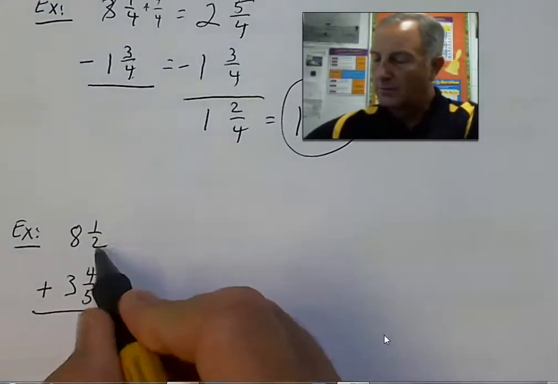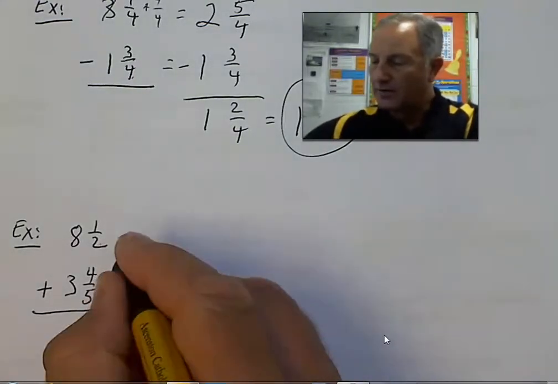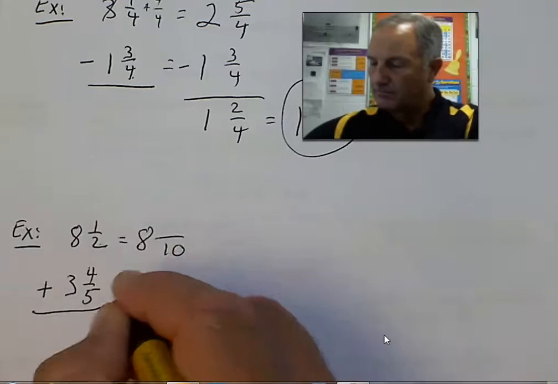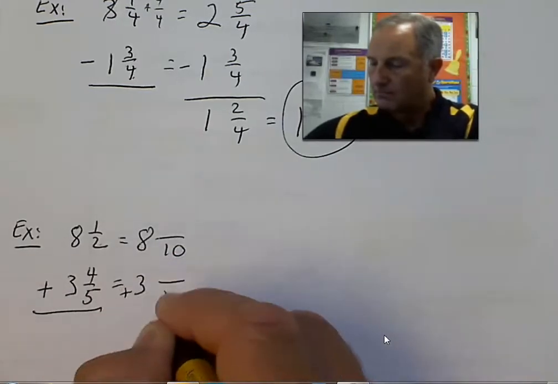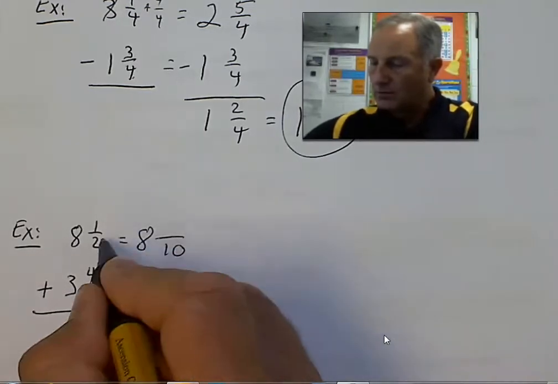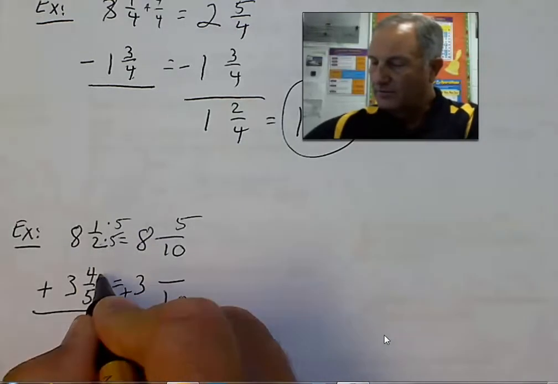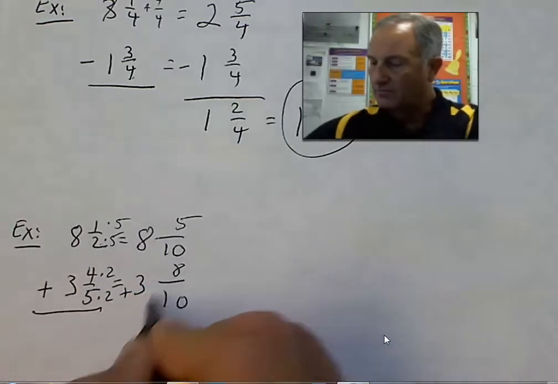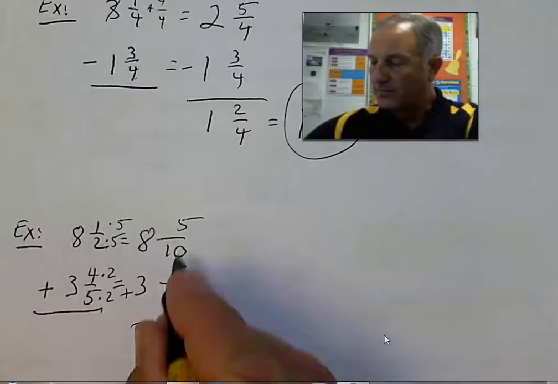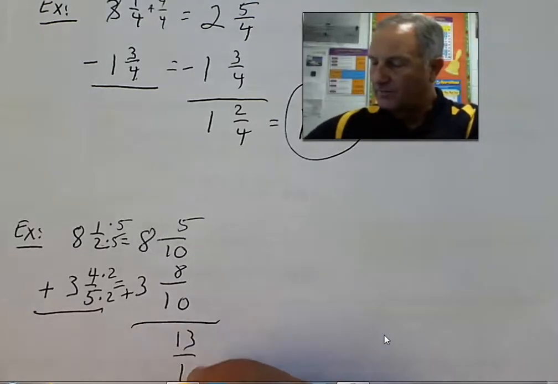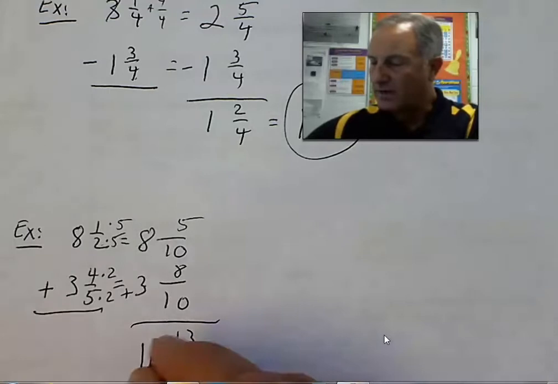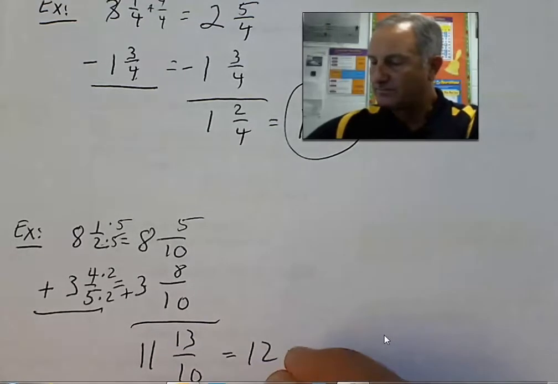Common denominator between 2 and 5 is going to be 10. 2 times 5, so 1 times 5. 5 times 2, 4 times 2. Add them up. 5 and 8 is 13/10. 8 and 3 is 11. 10 goes in there one more time. Add that 1 to your 11. Okay?